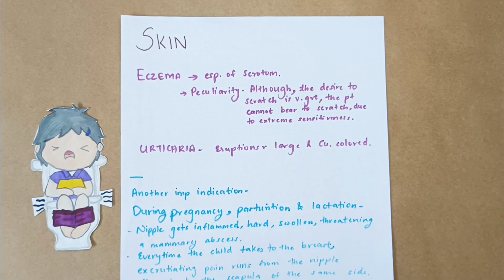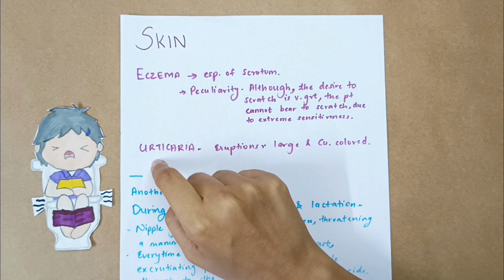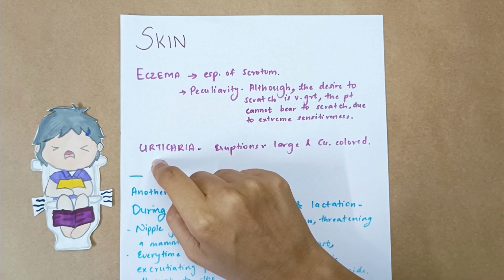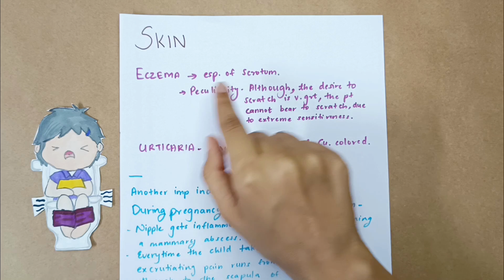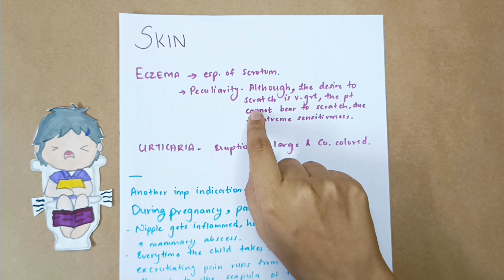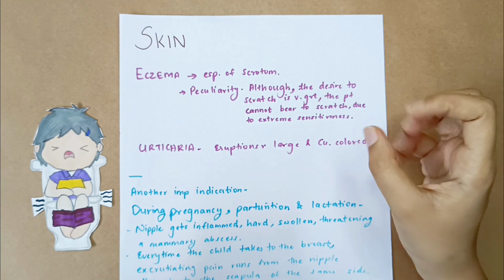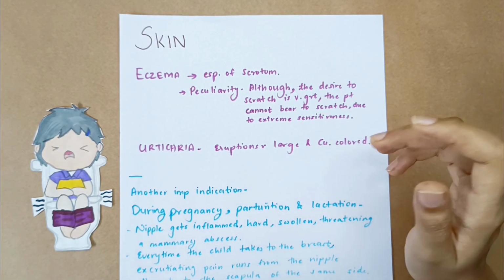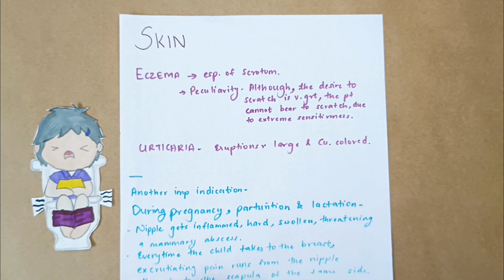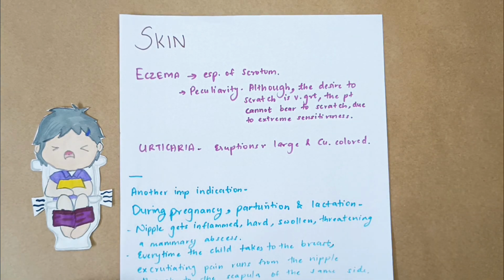So we're done with the diarrhea part of this remedy, and we're going to the next sphere of action, which is the skin. On the skin, it acts causing eczema and urticaria, and Dr. N.M. Choudhuri mentions eczema and urticaria, and eczema is especially of the scrotum. The peculiarity in this situation is that although there is a great desire to scratch, the patient cannot bear to scratch because there is extreme sensitiveness. And in urticaria also, this remedy is very well known. There are eruptions which are large and copper colored on the skin of this patient.